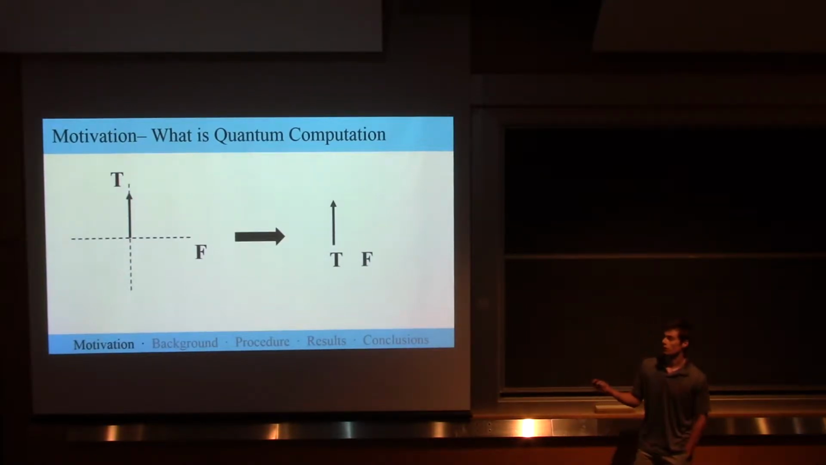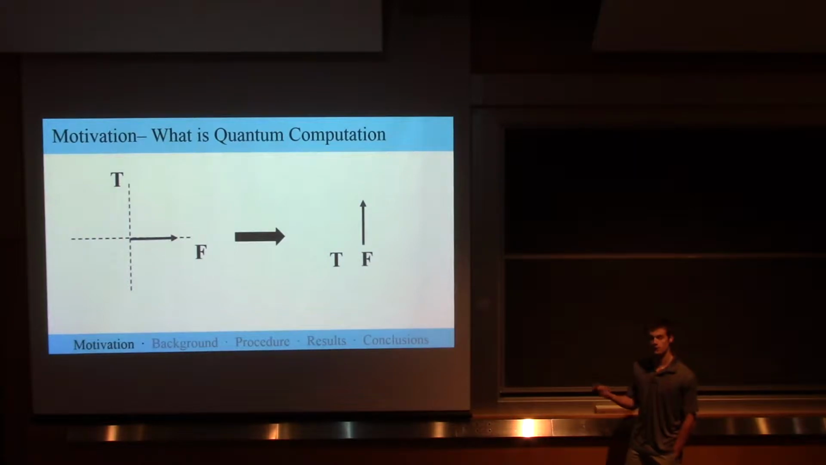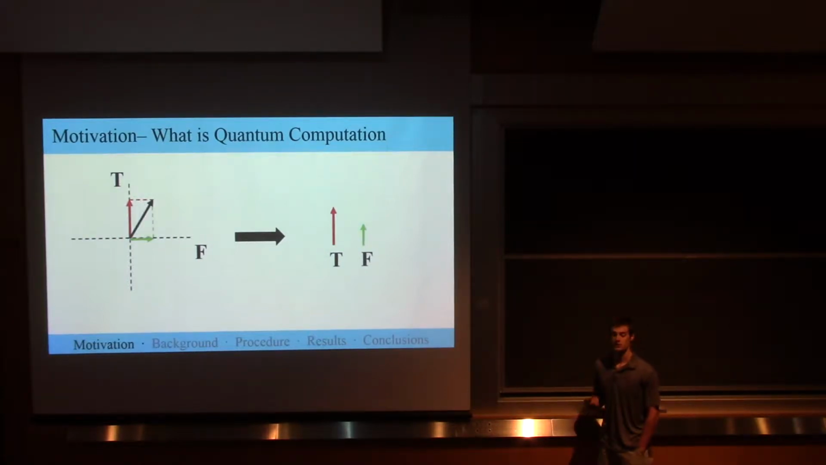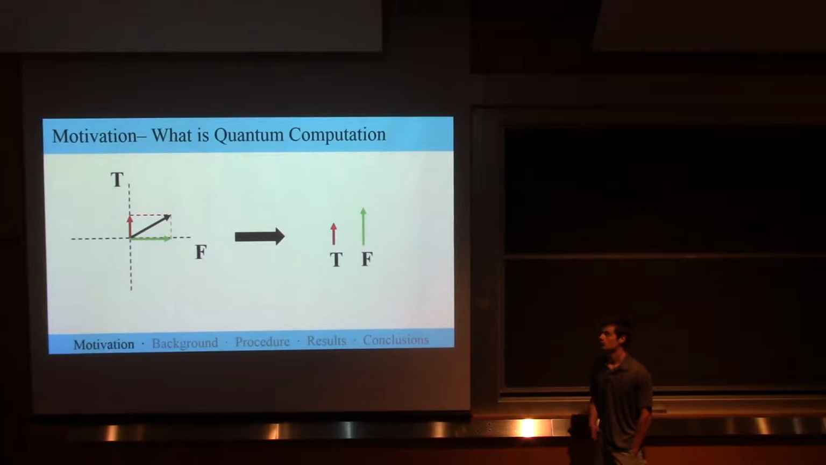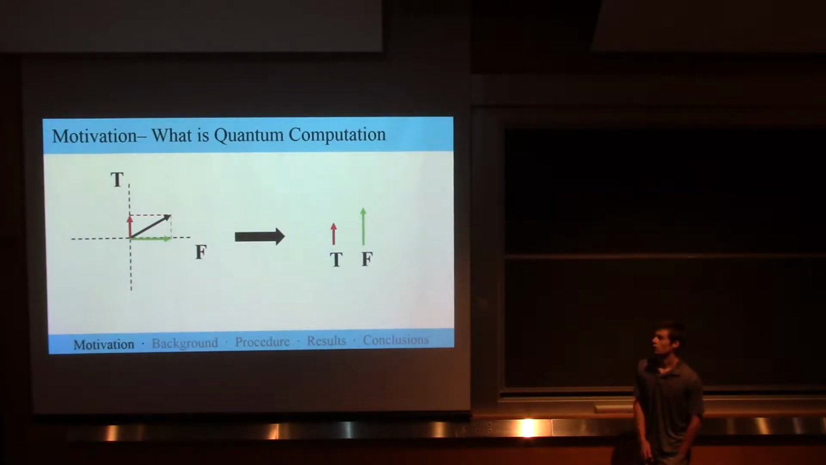A quantum computer, on the other hand, has this true state and has this false state, but it has a superposition of states as well. So that means that we can have things that are partially true and partially false, and really anywhere in between. And so what this means at the end of the day is that quantum computers can do things that classical computers cannot.